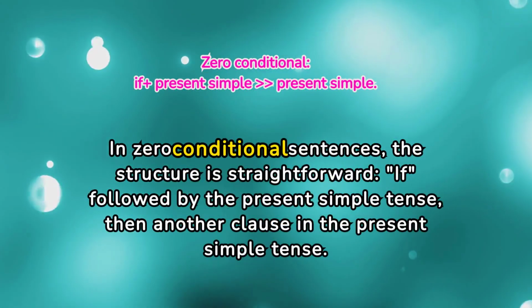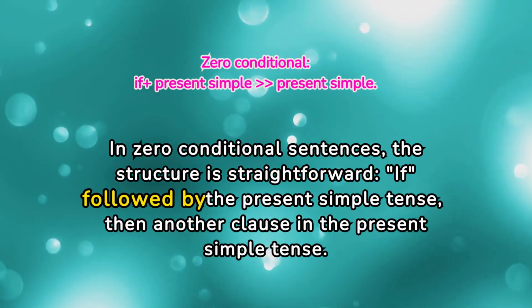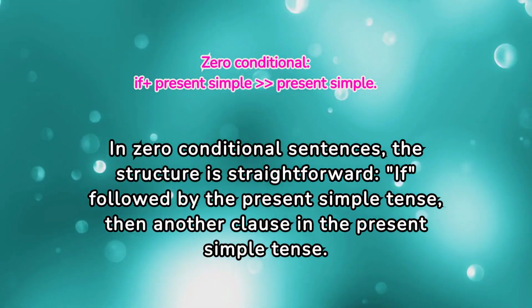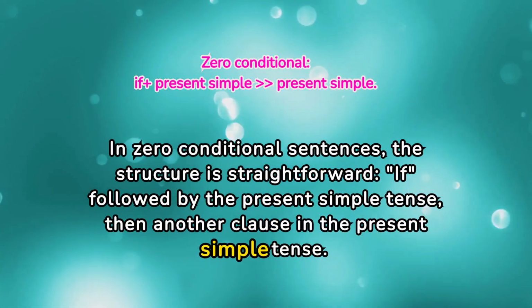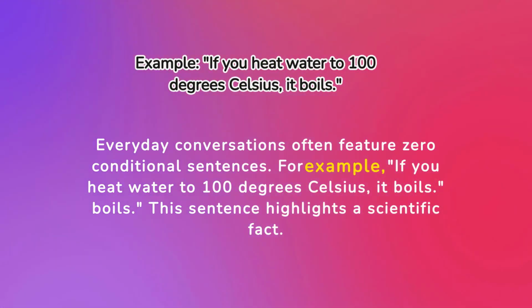In zero conditional sentences, the structure is straightforward. If followed by the present simple tense, then another clause in the present simple tense. Everyday conversations often feature zero conditional sentences. For example, if you heat water to 100 degrees Celsius, it boils. This sentence highlights a scientific fact.